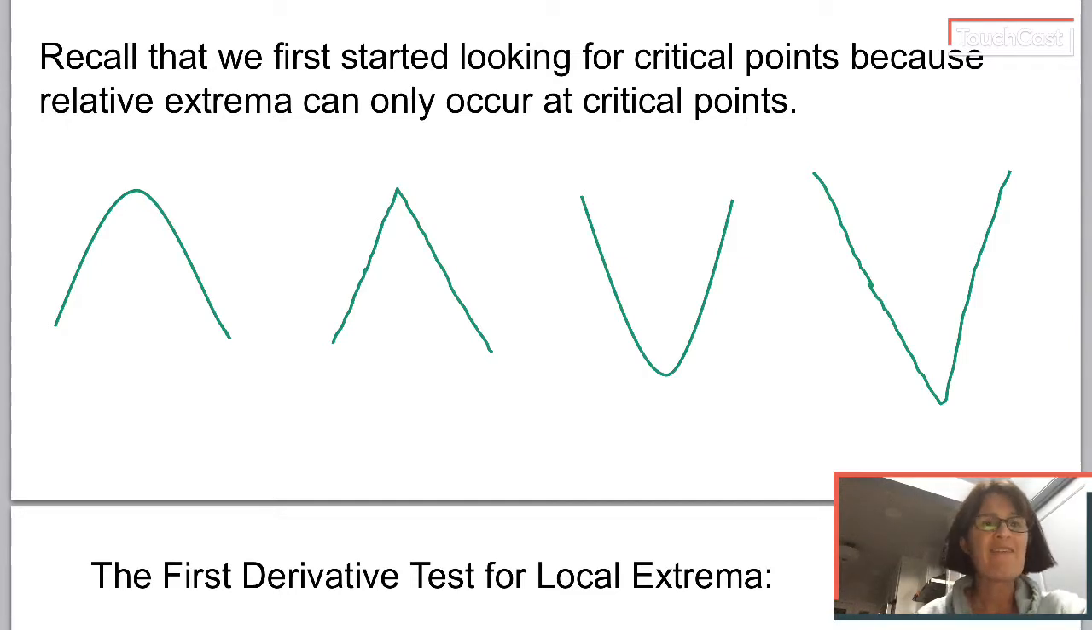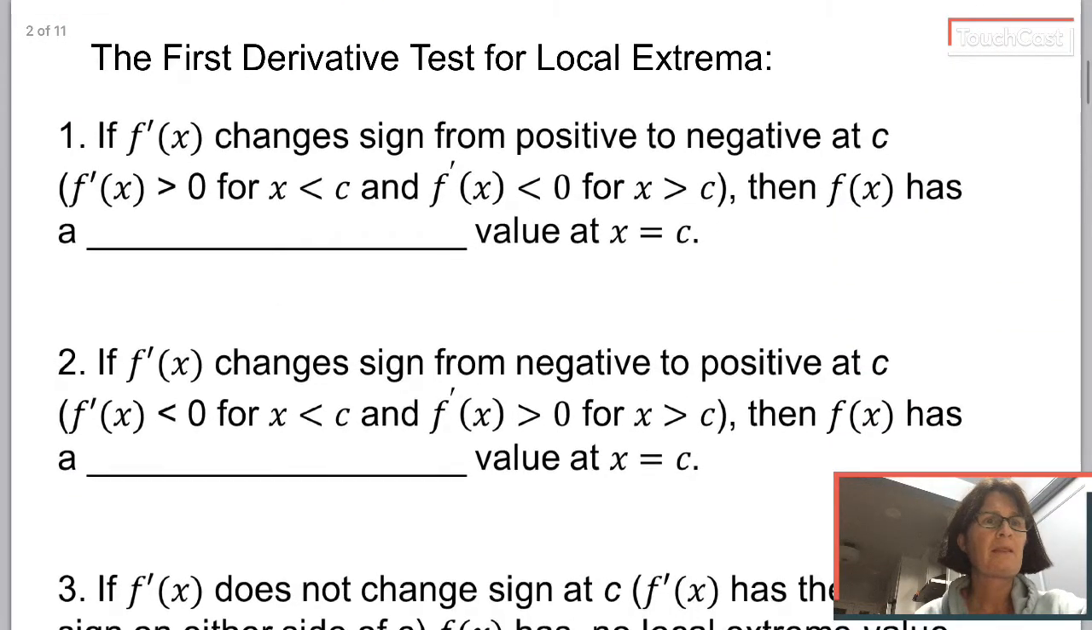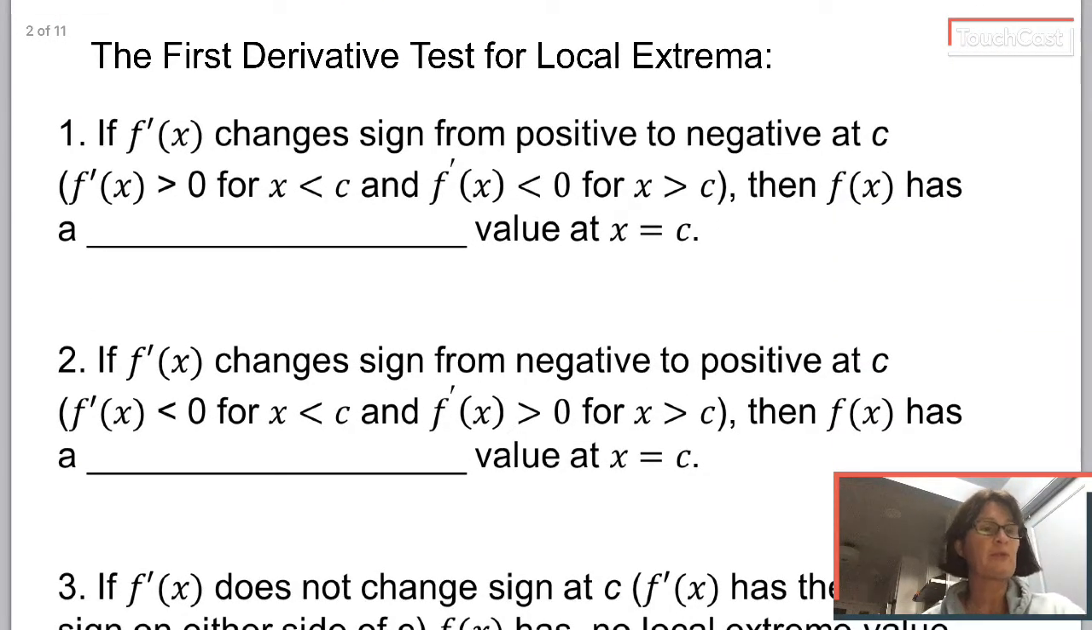So the first derivative test for local extrema. This is a big deal. Once you know this, you can probably answer just from this one rule another 5 or 6, maybe 7 questions on the AP test.